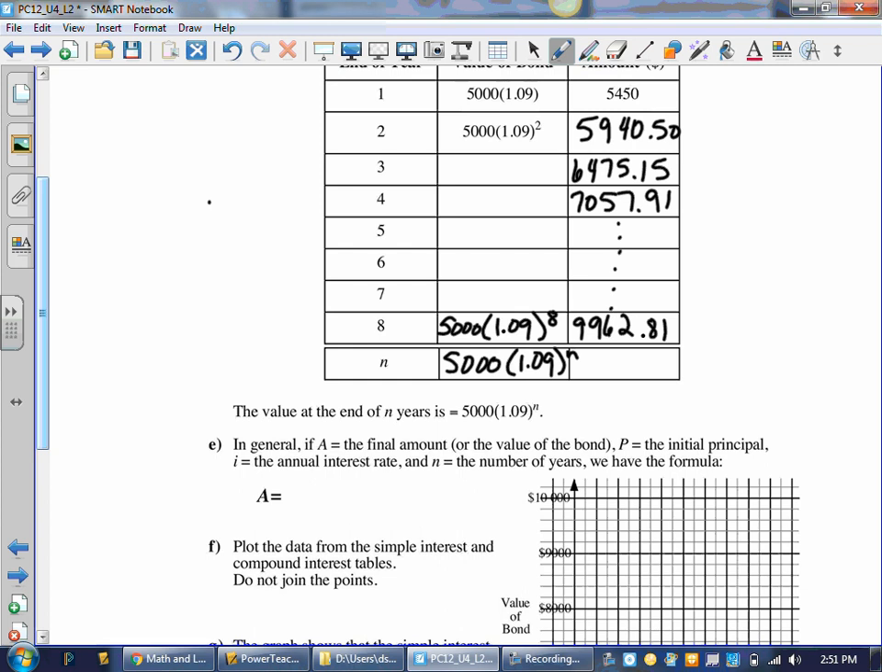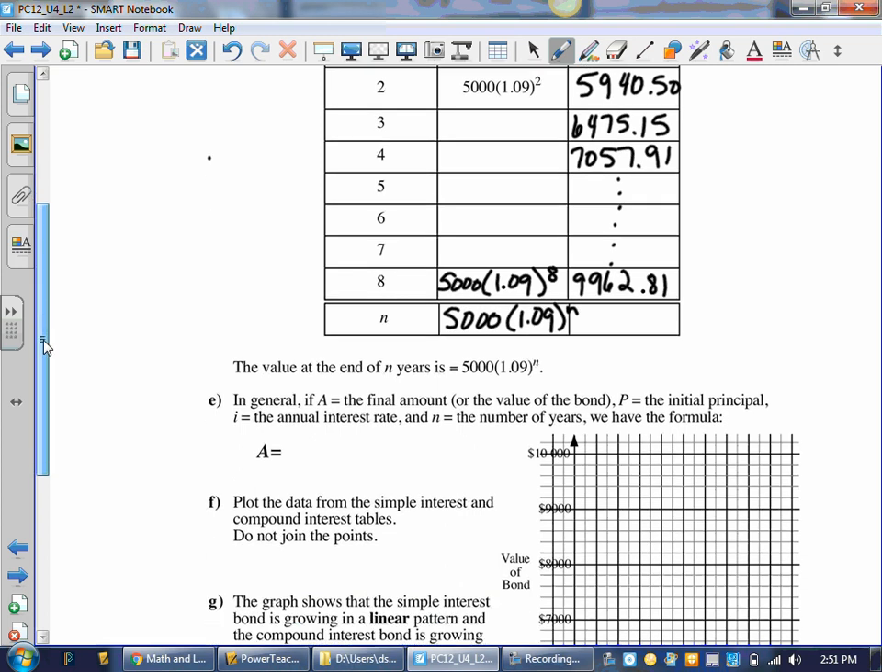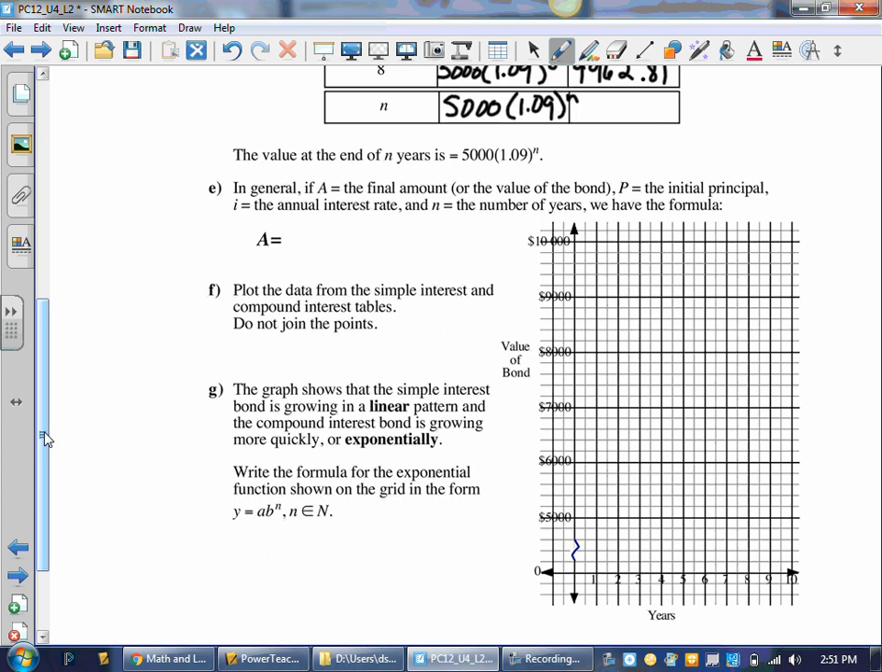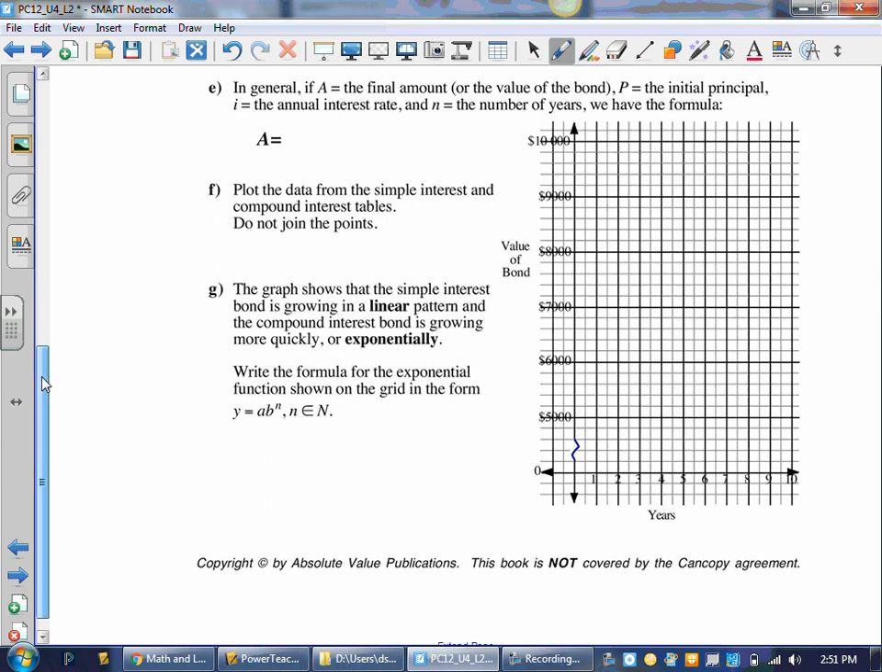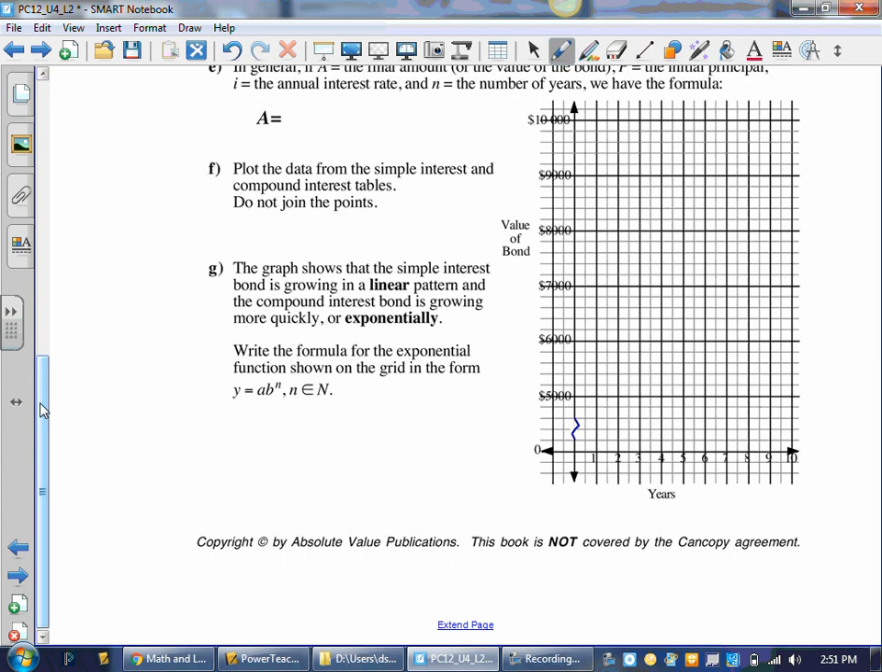And if I wanted to fill the whole chart in, you'd see how it worked. If I wanted to show this on a graph, I'm not going to put all the data in, but simple interest is going to go in a linear line. So simple interest finished right about here at 8 years. Simple interest went like this. And our compound interest starts close, but by the time we're done at 8 years, we were at almost $10,000. So on this 8, we're almost up here.